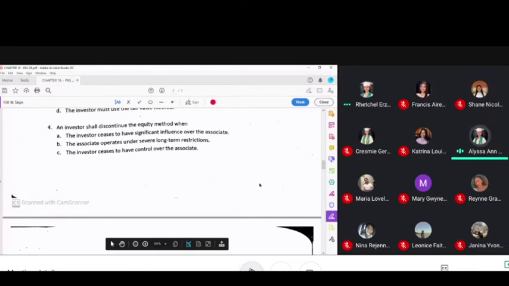Number 4, an investor shall discontinue the equity method when. Our answer for number 4 is letter A. An investor shall discontinue the use of the equity method from the date when it ceases to have significant influence over an associate and shall account for the investment in accordance with IAS 39 from that date, provided the associate does not become a subsidiary or a joint venture as defined in IAS 31. Okay? But it's PFRS 9 now, not IAS 39.